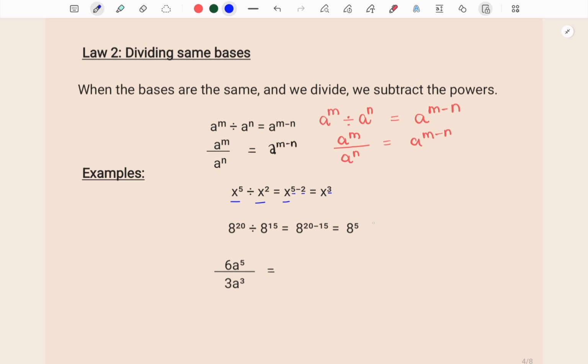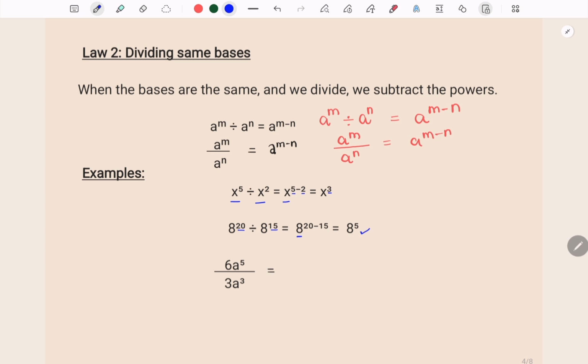In the second example, we have 8 raised to the power 20 divided by 8 raised to the power 15. Again, we have the same base 8. We are performing the operation of division. Keep the base same as 8 and then subtract the powers. So 20 minus 15 is 5. So 8 raised to the power 5 will be our answer.